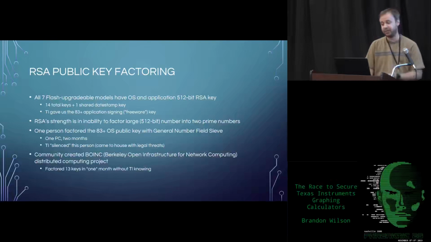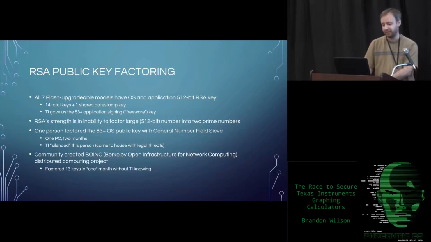Flash upgradable Z80 models started out around the time that the TI-73 came out, around 1997. In 1997, 512-bit RSA keys were looking pretty secure. If you don't know, RSA strength is in the inability to factor the public key, which is an extremely large number, into 2 prime numbers. And computing power not being what it is today, that was considered impossible way back in 1997.